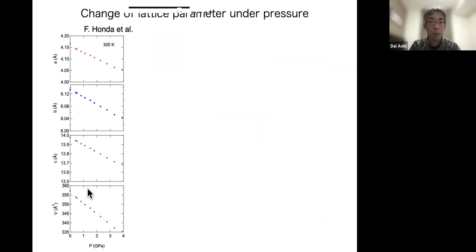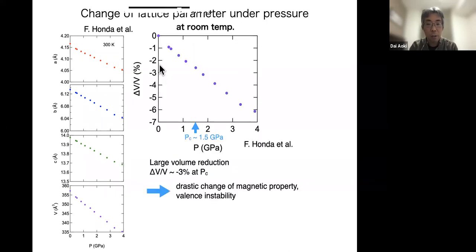Applying pressure, the lattice parameters also change drastically. This is the pressure dependence of the a, b, c axes and the volume. You can see quite large changes of the lattice parameters. If you take the volume, at 1.5 GPa, delta V over V reaches about 3% reduction. This is very large. And this drastic change induces magnetic properties, a new magnetic order state, or valence instability.